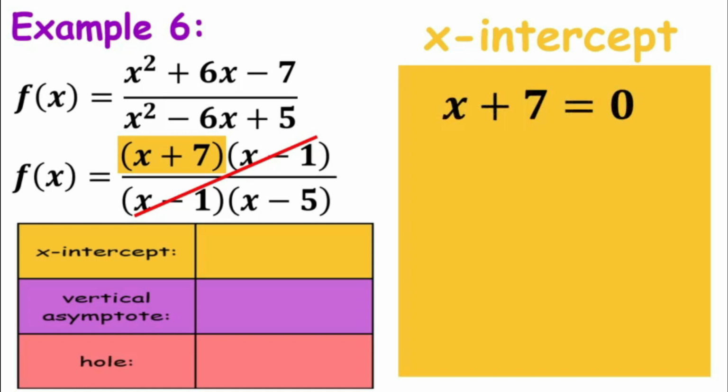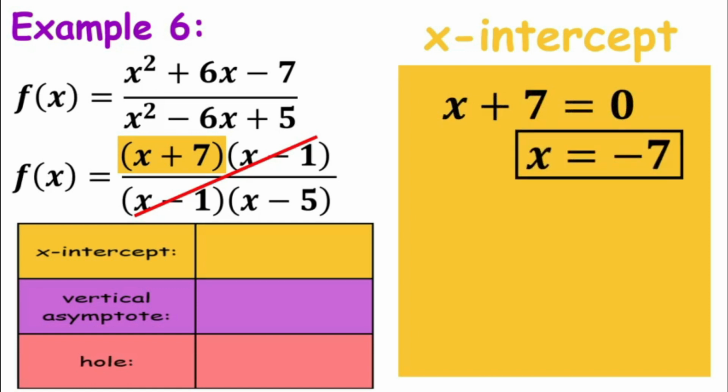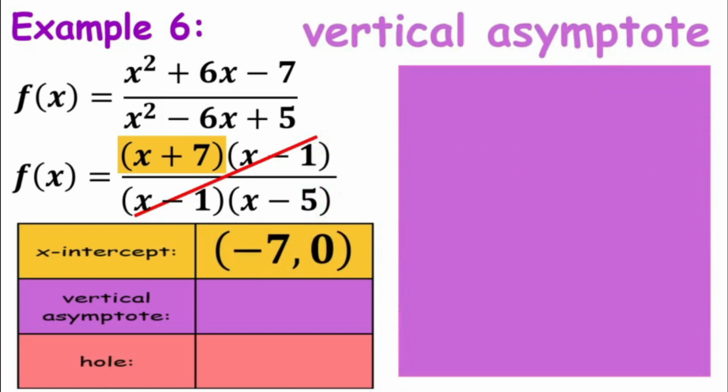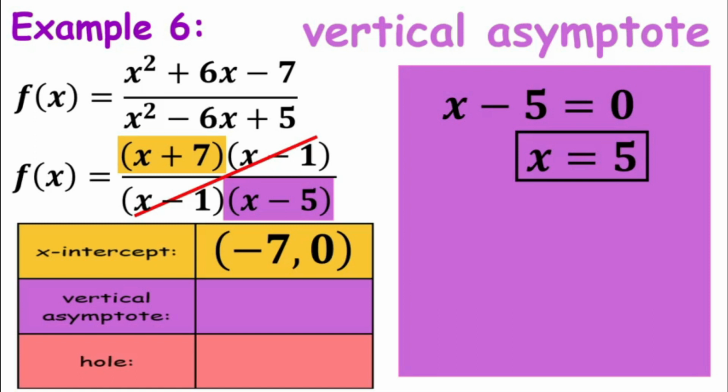X plus 7 is equal to 0. Transpose positive 7, we have x is equal to negative 7. The x-intercept is negative 7, 0. For the vertical asymptote, we just equate the remaining factor of the denominator to 0, then solve for x. X minus 5 is equal to 0. Transpose negative 5, we have x is equal to 5. The vertical asymptote is x is equal to 5.